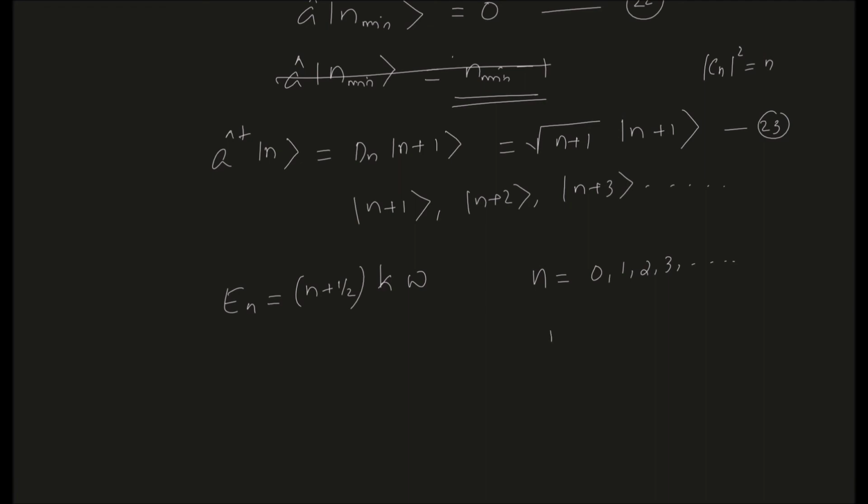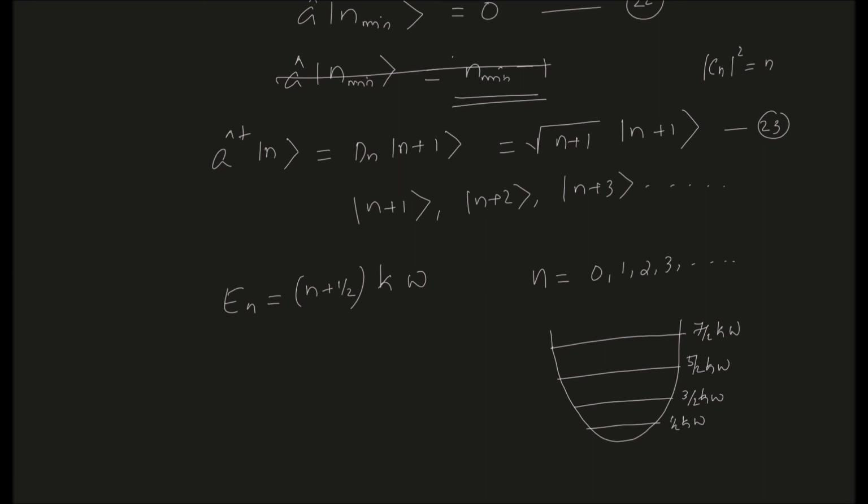So if you plot the energy eigenvalues, those are equally spaced energy levels. For n equal to 0, what you get is half ħω. For n equal to 1, we get 3/2 ħω, 5/2 ħω, 7/2 ħω, like that. So those are equally spaced quantized energy states.